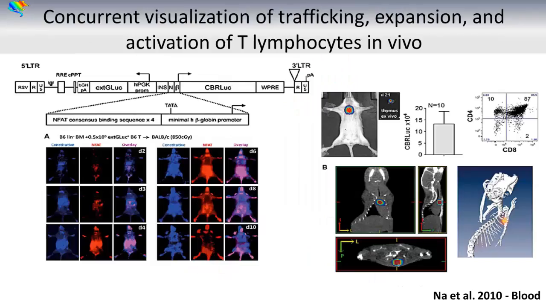Another elegant study by Drs. Na and colleagues, as published in Blood, illustrates a dual bioluminescent reporter system allowing non-invasive concomitant imaging of T-cell trafficking, expansion, and activation of nuclear factor of activated T-cells in vivo. A truncated Gaussia luciferase is constitutively expressed, while click beetle red expression is driven under control of the NFAT promoter. NFAT activation plays an important role in T-cell activation and T-cell development.